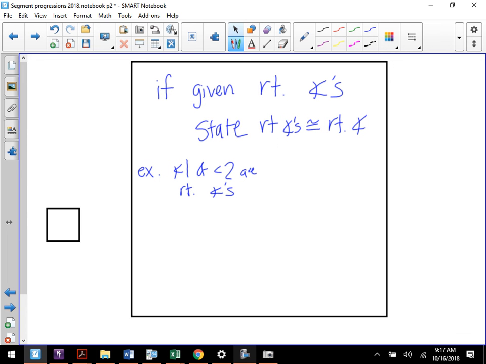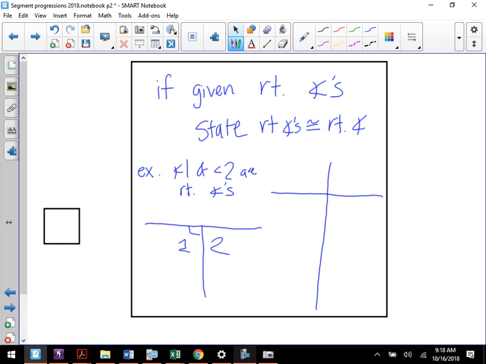So if you're given a problem and it states that angle 1 and angle 2 are right angles, it's going to look like they're perpendicular, but they're not giving it to you that it's labeled, but they're telling you that really it would have those little boxes that you guys should recognize drawn in there.